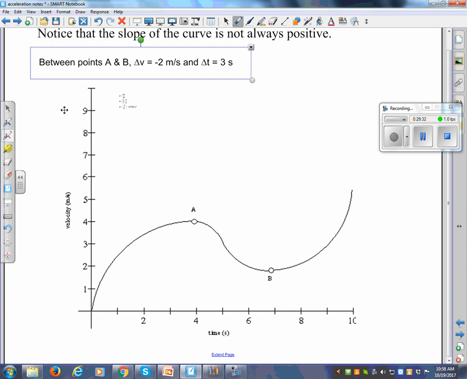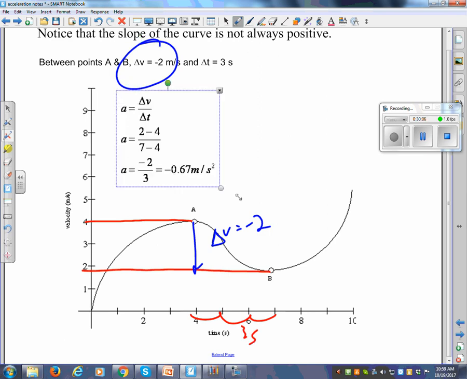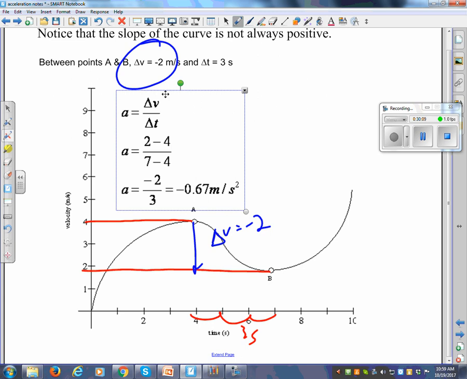Between points A and B, let's find the slope between these points. What's the value at A right here? 4. And the value here at B would be 2, which means that the delta v, the change in velocity, would be minus 2, right? The velocity changes by negative 2, and that all occurs in how much time? 1, 2, 3 seconds. So we would say that the acceleration is delta v over delta t, 2 minus 4 all over 7 minus 4. The acceleration is minus 0.67 meters per second squared.